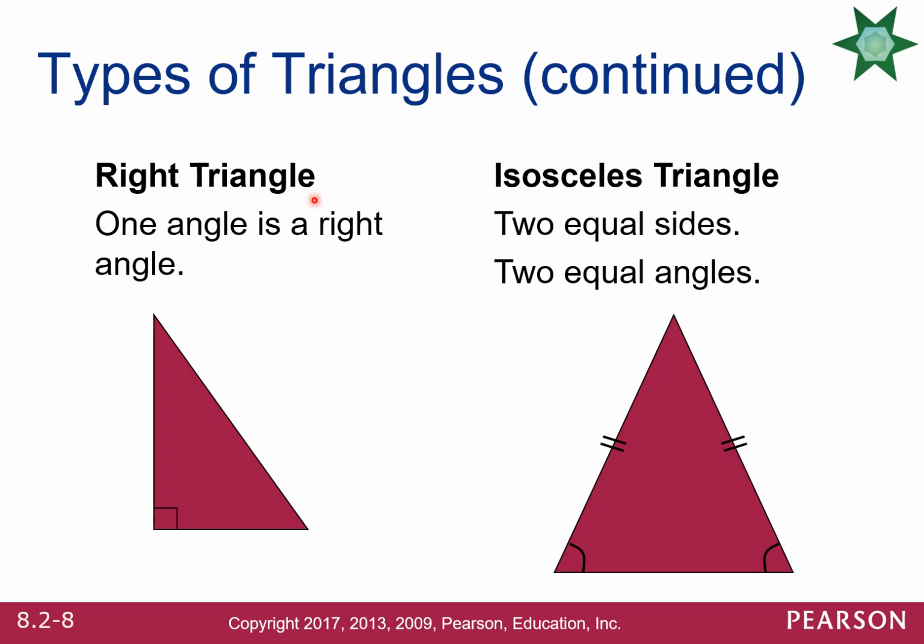and a triangle that has a 90-degree angle is called a right triangle. Now, the isosceles triangle is a triangle that has any two sides equal to each other, and therefore it will also have two angles equal to each other. And conversely, if any triangle has two angles equal to each other, then it'll also have the two sides equal to each other. All right?